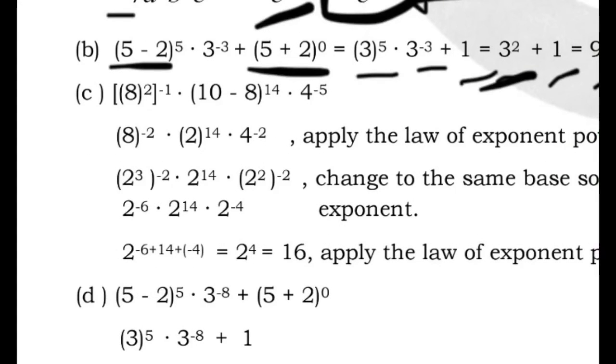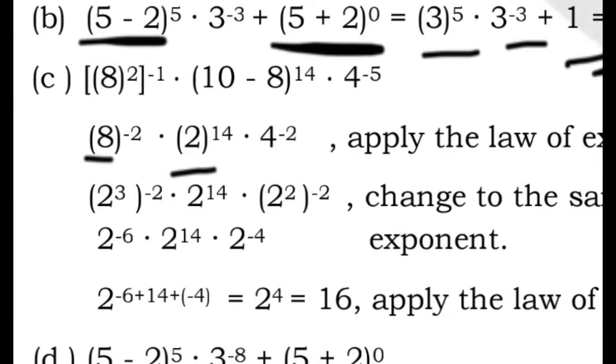Letter C. Quantity of 8 squared raised to the power of negative 1, then times 10 minus 8 raised to the power of 14, times 4 raised to the power of negative 5. So applying the laws of exponent, 8 squared raised to the power of negative 1, we're going to multiply the exponents. So copy the base 8. Then 2 times negative 1 is negative 2. So 8 raised to the power of negative 2 times 10 minus 8 is 2 raised to the power of 14.